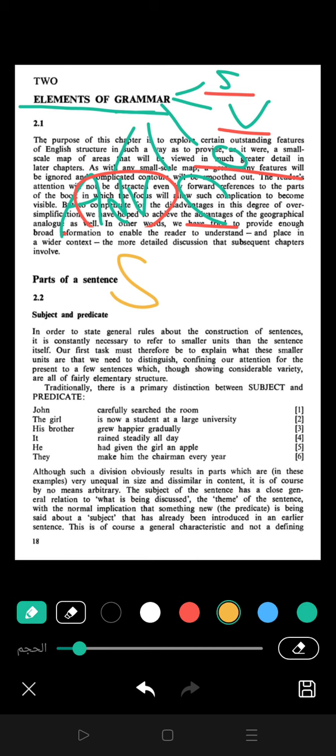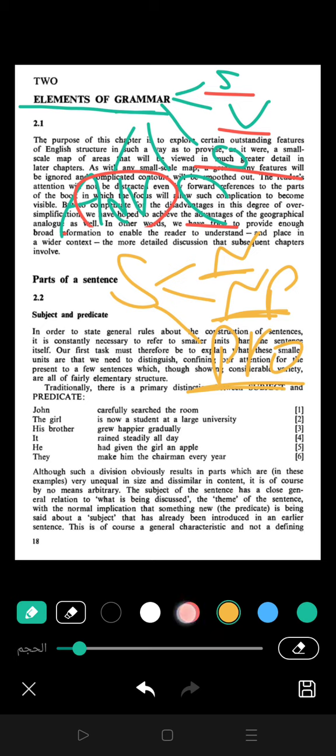And the subject comes as what? As a noun, as a noun phrase, and as a pronoun. These are the forms of the subject, the ways in which the subject comes in. It comes as either a noun, a noun phrase, or a pronoun.